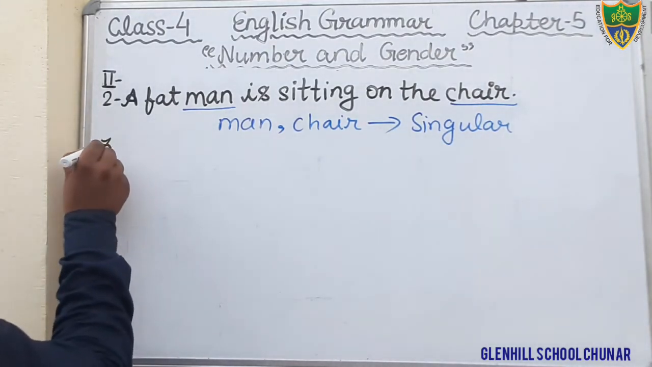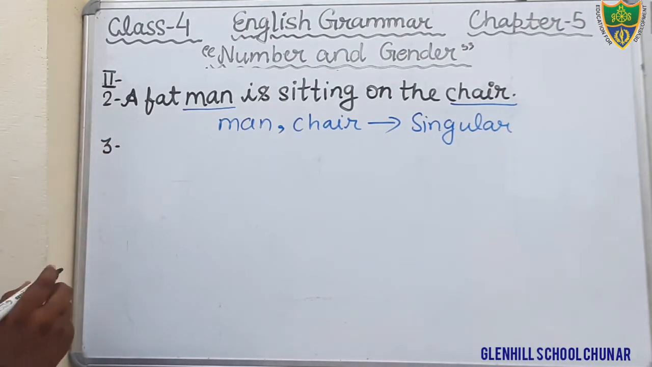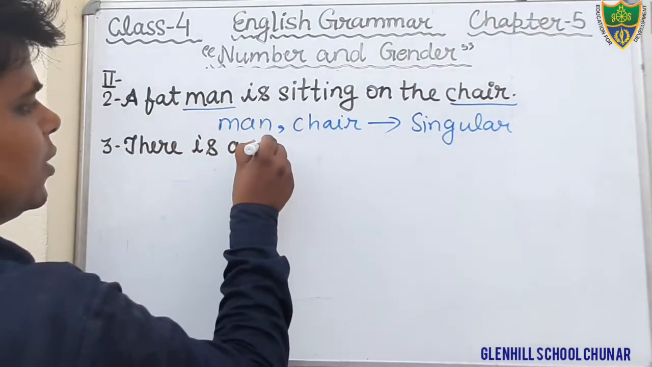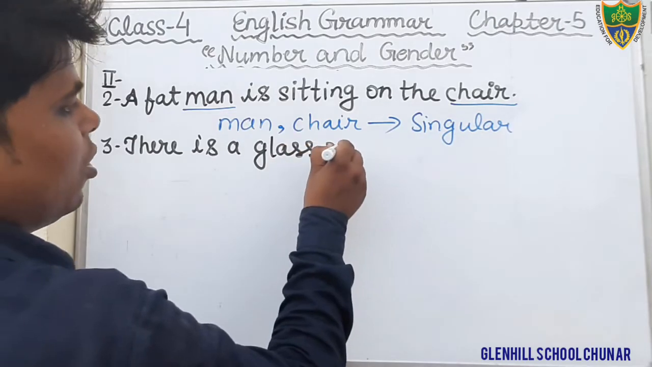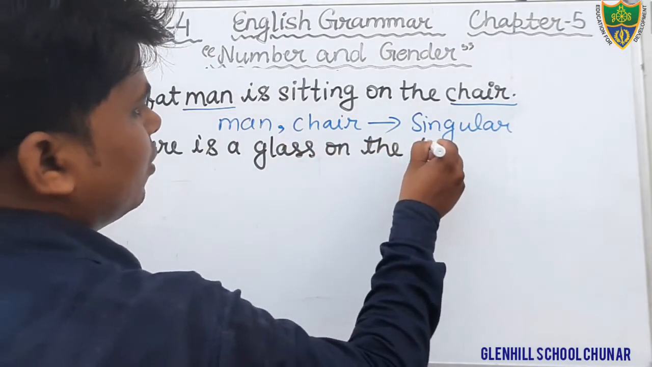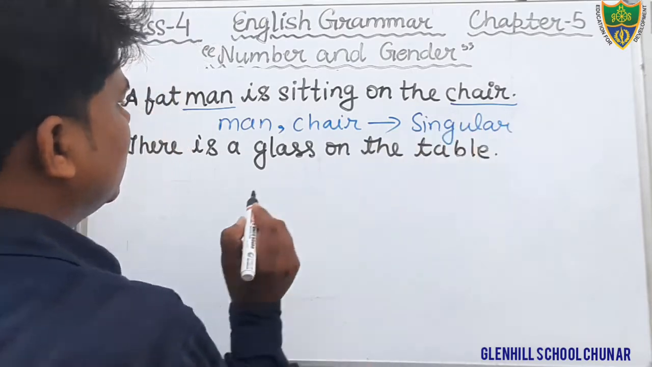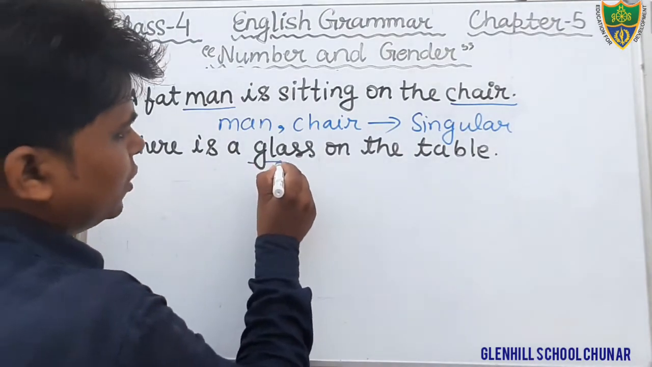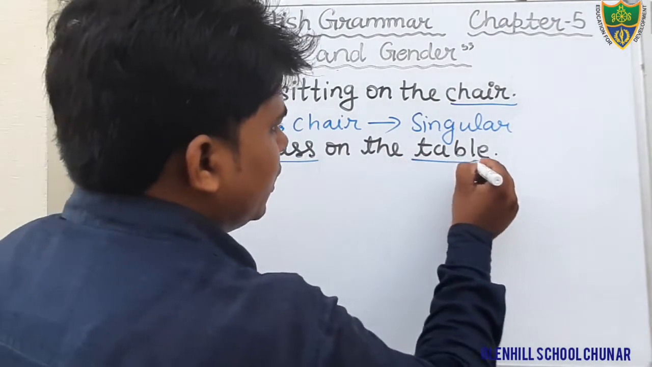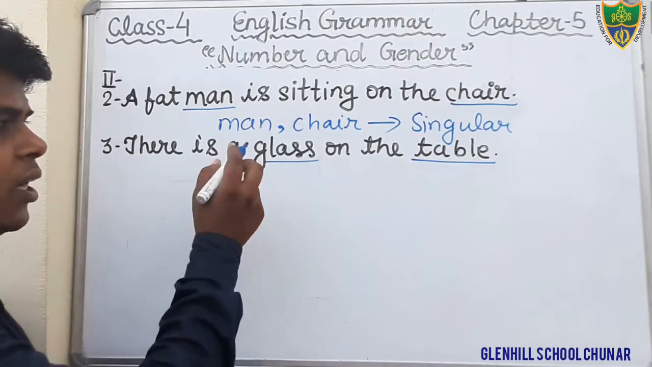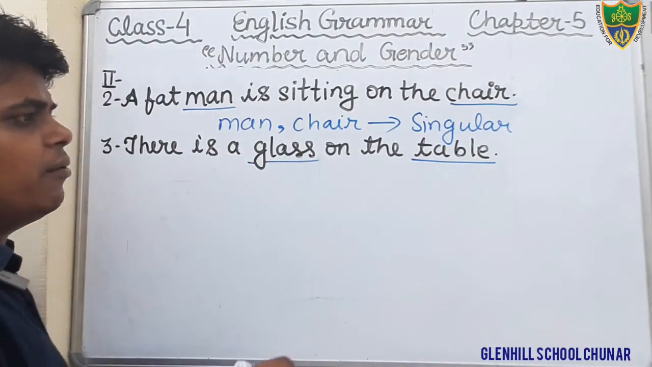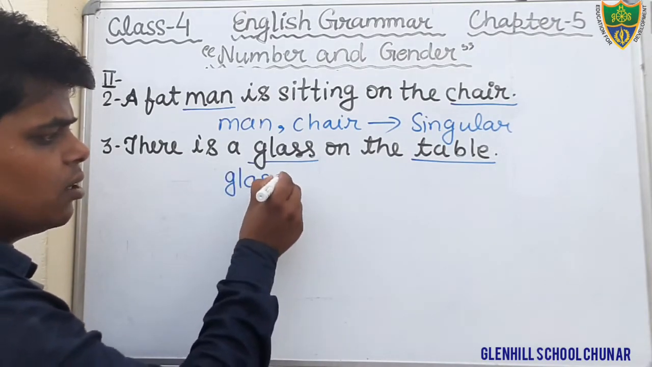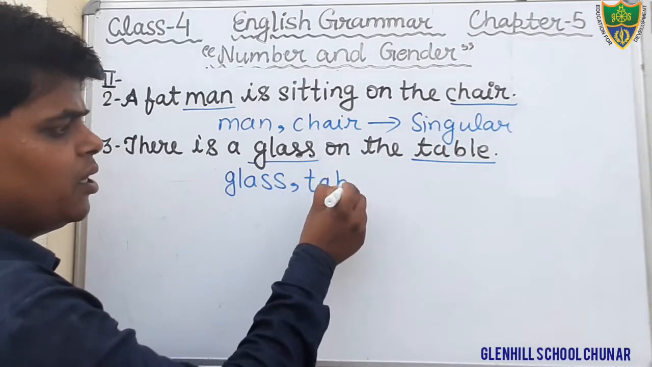Question number third. What is third? There is a glass on the table. Okay, students, just see here. Just find out the noun first. Glass is a noun and table is a noun. And now you have to tell what kind of number. Glass denotes only one glass and table also denotes only one table. Therefore, you will write in the blank glass, comma, table.